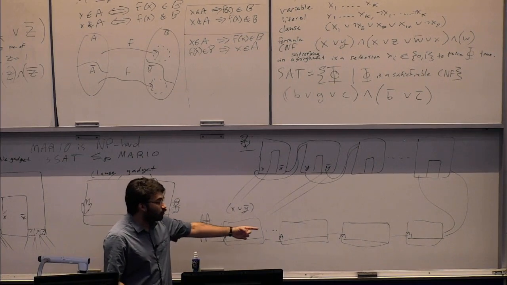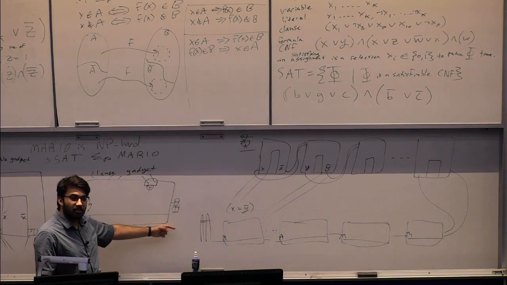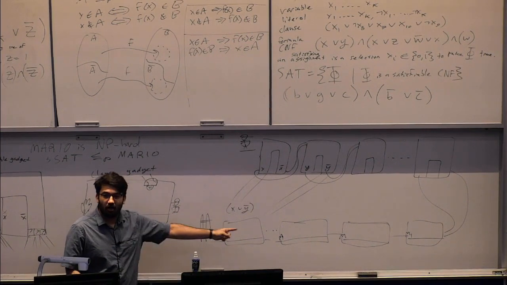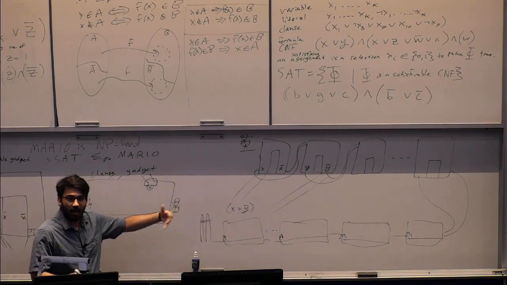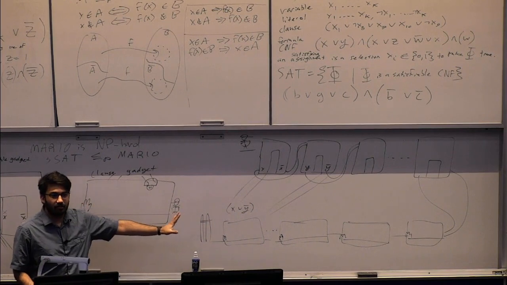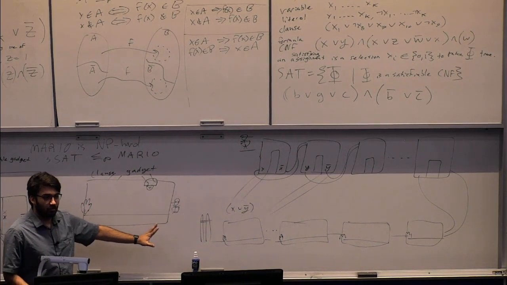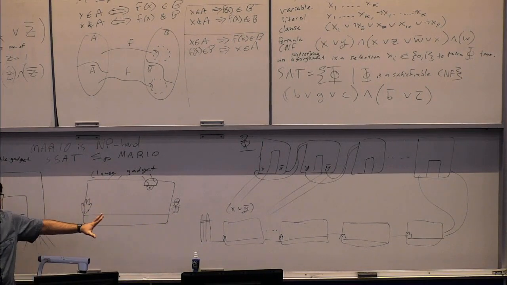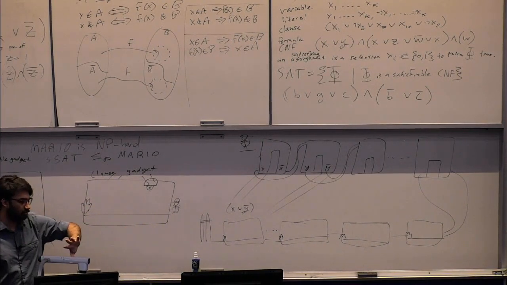And the level is only satisfiable because we chain the clause gadgets in a linear way such that you can only reach the end if all clauses are satisfiable. Not most clauses or half the clauses, but all the clauses have to be satisfiable for this level to be true. All right. Any questions on the reduction, on the structure of the Mario level before we prove the reduction?